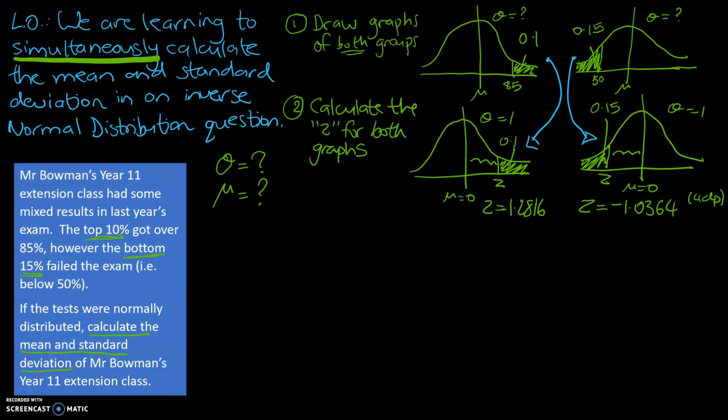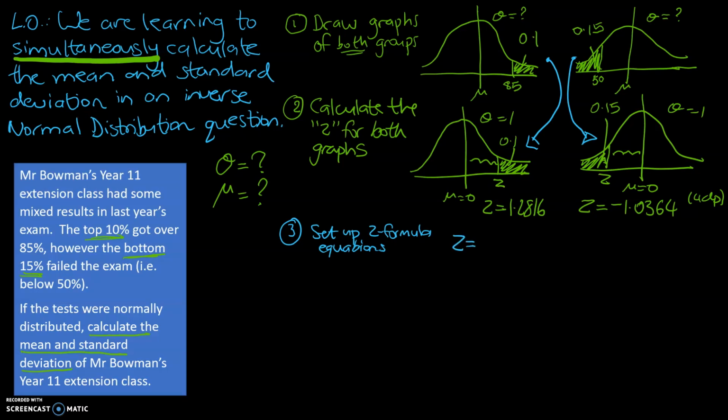Once we've got the z values, we now are looking to set up our z formula equations. And just like we've been dealing with a graph for each group, so this one related to the 0.1s, these ones related to the 0.15s, we also need to set up an equation for both of them separately.